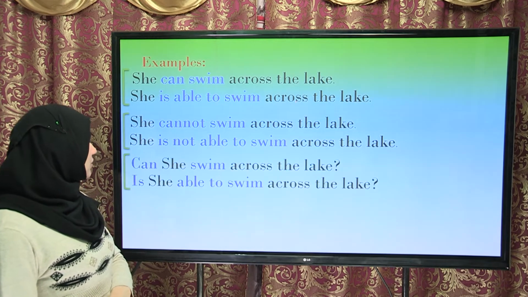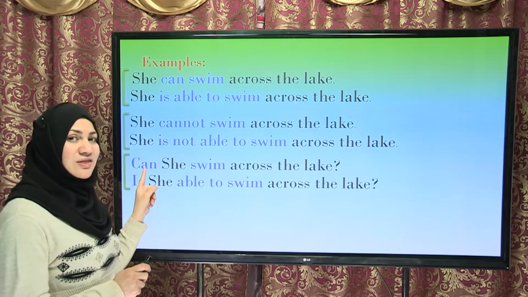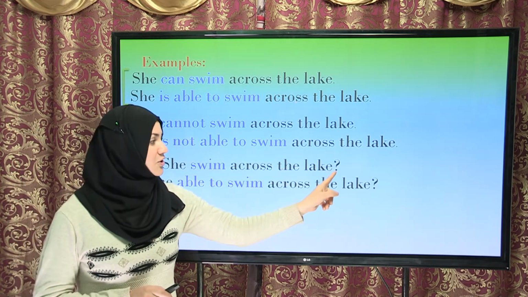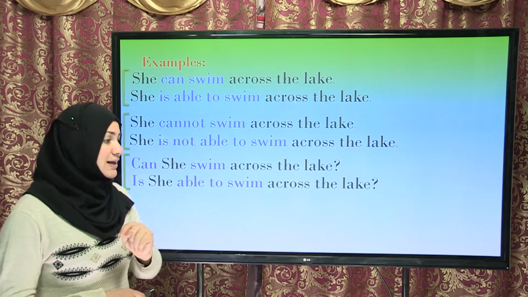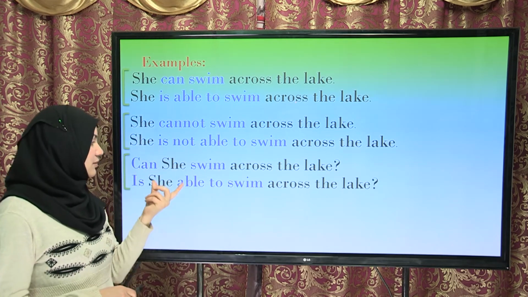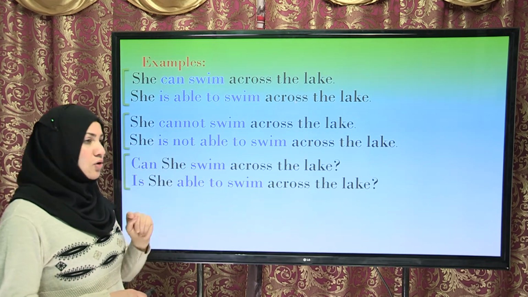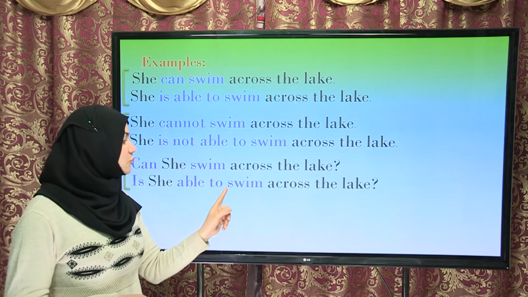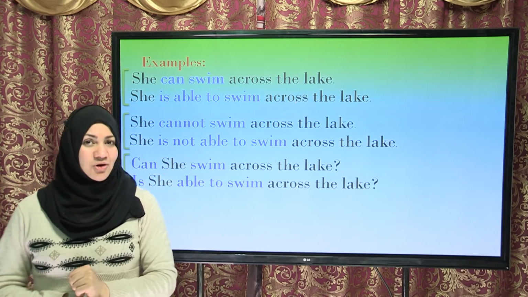The third example, with the yes and no question, interrogative form. We always start with can, as we have just explained. Can she swim across the lake? Or we can say, is she able to swim across the lake? Both have the same meaning here. Can plus subject plus infinitive, or verb to be in the present, which means is, plus subject, plus able to, plus infinitive, the rest of the sentence, and question mark. This is a yes and no question.